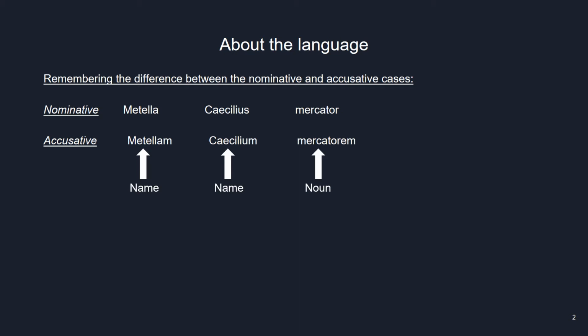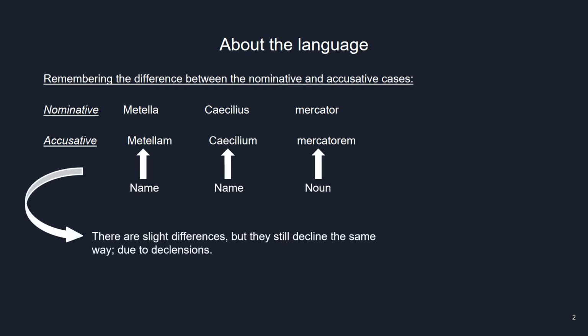So you have a name and a noun, and there are slight differences, but they still decline in the same way. This is due to the fact that they're all in different declensions. Metella is in the first declension, Caecilius is in the second declension, and Mercator is in the third declension. The fact that they're names is just a byproduct, it doesn't really have that much relevance.